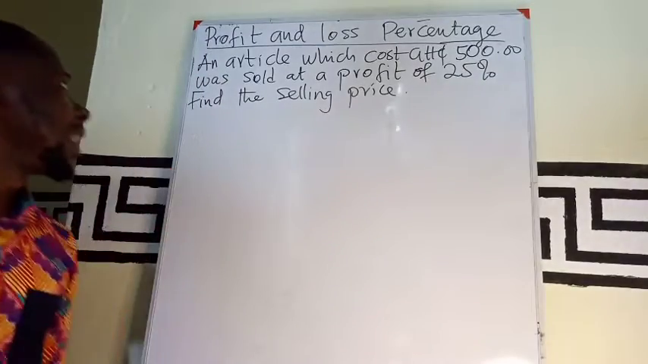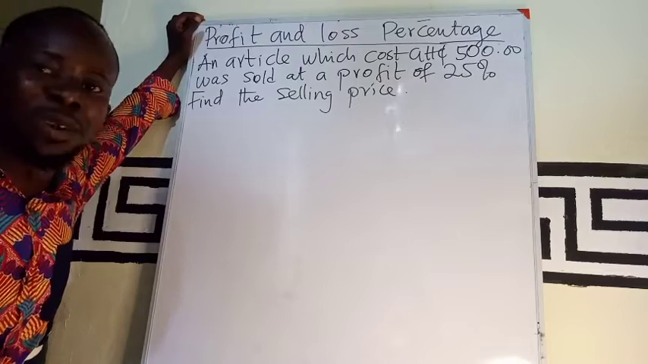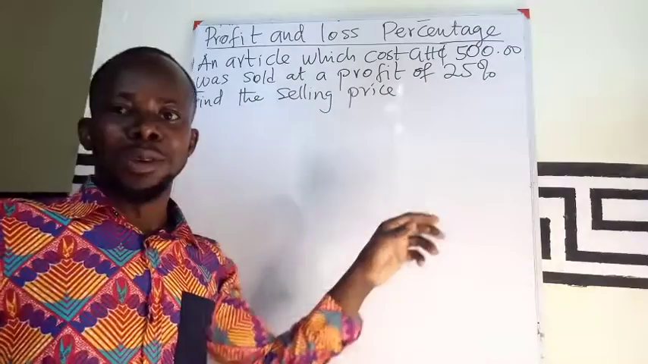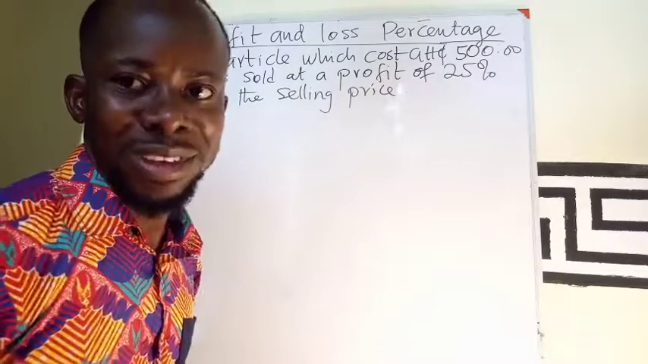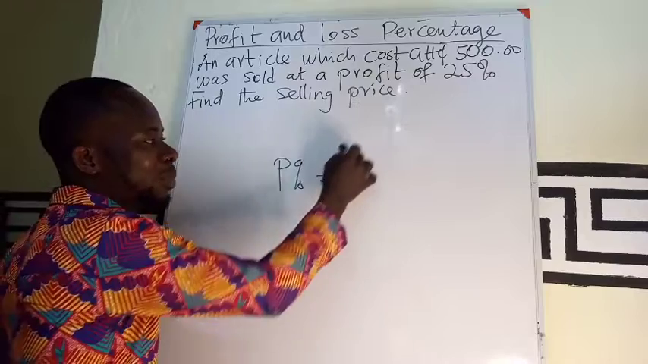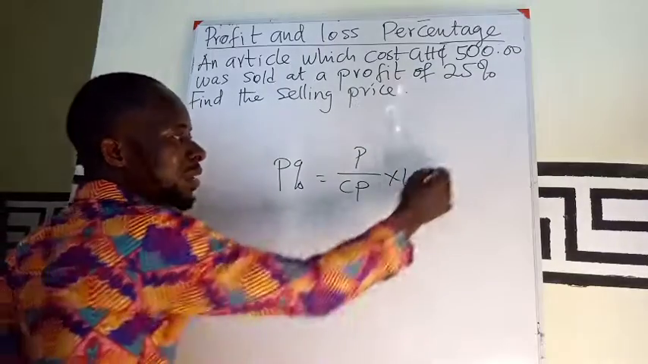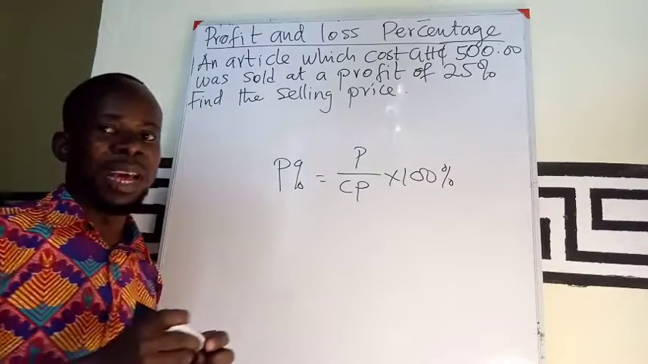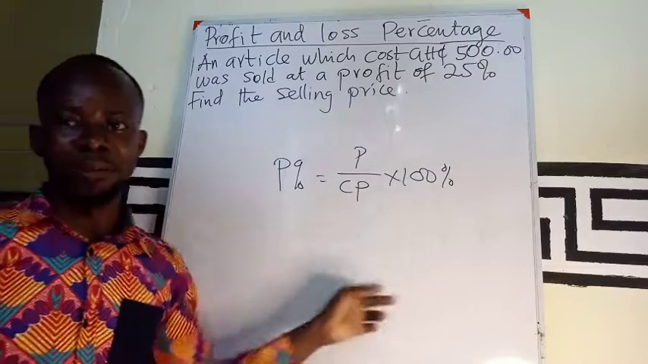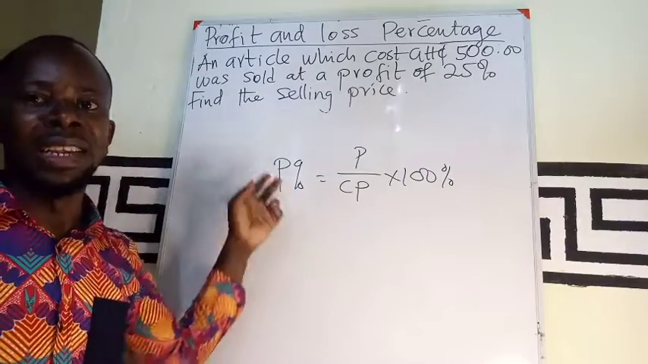We have a question out here. An article which costs 500 Ghana cedis was sold at a profit of 25%. We are asked to find the selling price. Recalling from our previous video, profit percent is the profit over cost price times 100%. With this formula, we have the profit percent and the cost price, but no selling price. So we can use this directly to find the selling price.